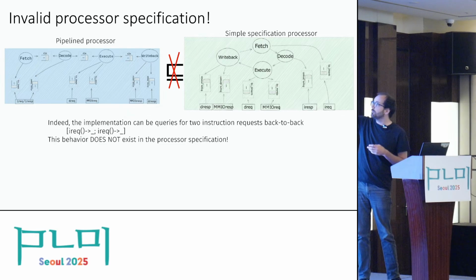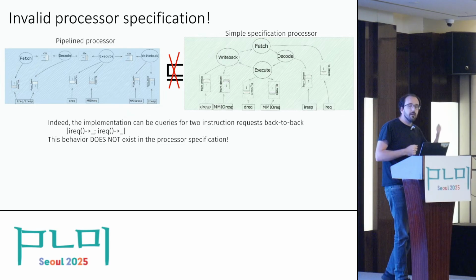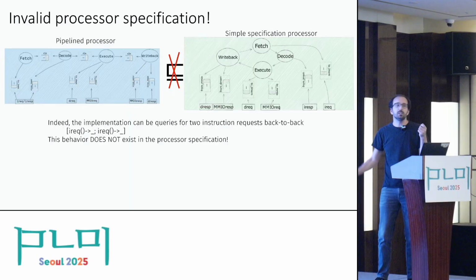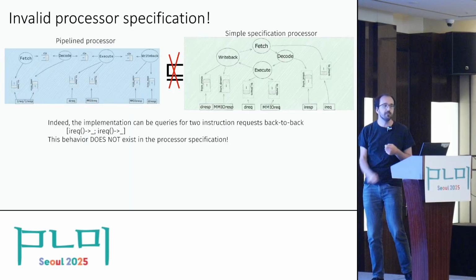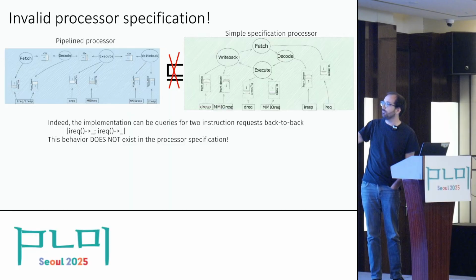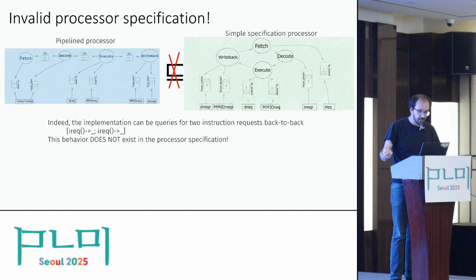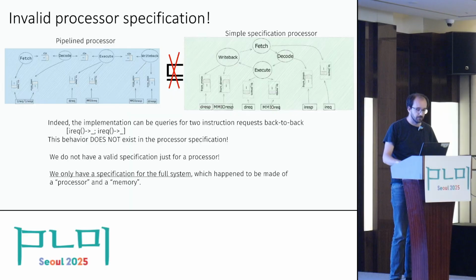On the right-hand side, this will never happen because you only emit the next request once you have got the response for the instruction and once you have finished the full execution. So it's not that the theorem is hard to prove, it's that the theorem is false. This behavior does not exist in the processor specification.